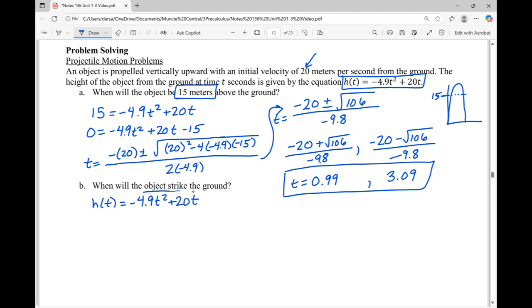But this one is now just asking when will it hit the ground? And the problem a lot of students have with this is they're like, there's no number there. What am I supposed to plug in? I don't have a number. Well, you do. It's just, you have to think about it a little bit.